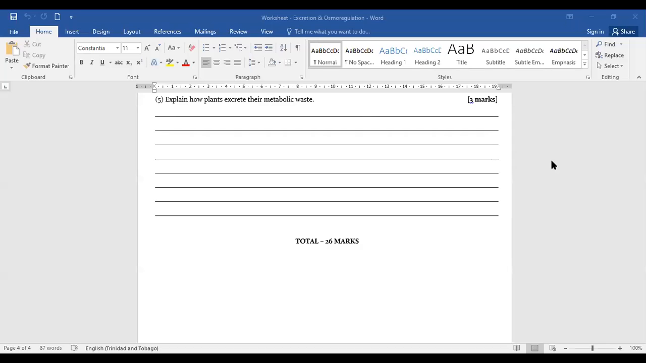So what happens is that some of the excretory products remain in the plant and they form calcium oxalate, which is responsible for some of the scents that you would get in plants. So like some of your essential oils, eucalyptus and so forth, those are produced as a result of calcium oxalate, which is produced from the storage of metabolic waste.